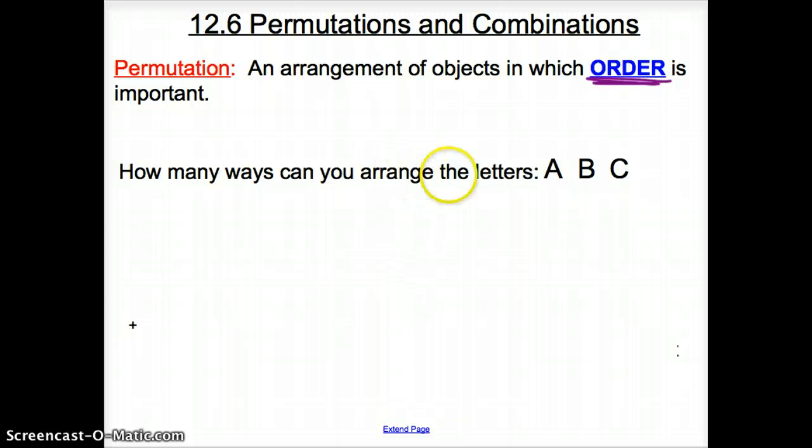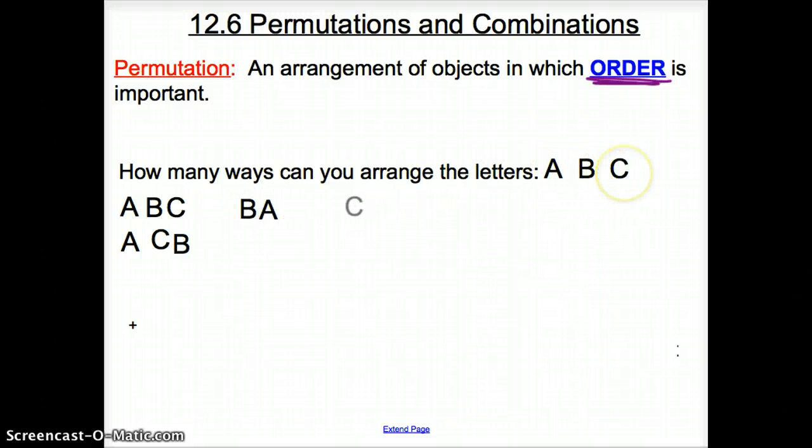How many ways can you arrange the letters A, B, C? Well, let's go about this. I'm going to arrange them here. Well, one way I have A, B, C. Sticking with A being first, what else can I do? I could go A, C, then B. Okay, so I used my A being first. What's another different way? I can go B first, and then I can go B, A, C.